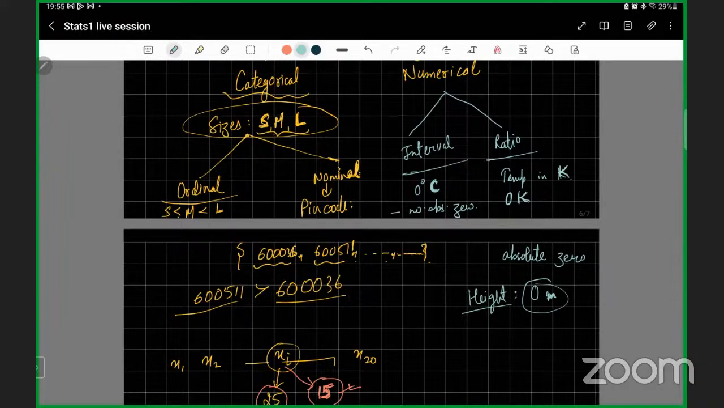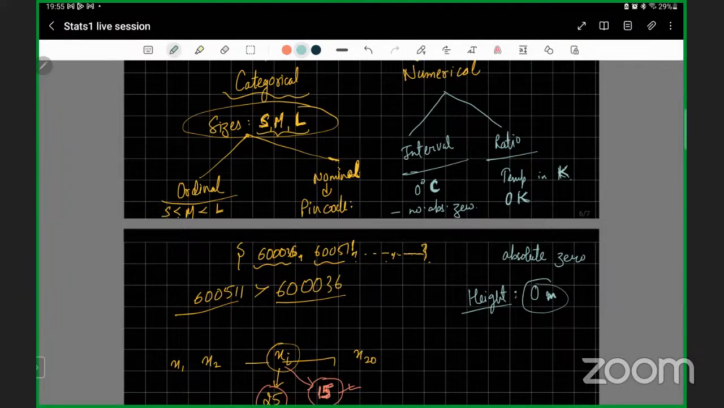Whenever you can, make this difference. First, identify that this is your numerical variable. Now after numerical variable, which scale of measurement do I want to put this into? So always look for this zero, absolute zero. If for that particular variable that zero is absolute zero, then that comes into ratio scale. And if that zero does not mean absolute zero, then it goes to interval scale of measurement.